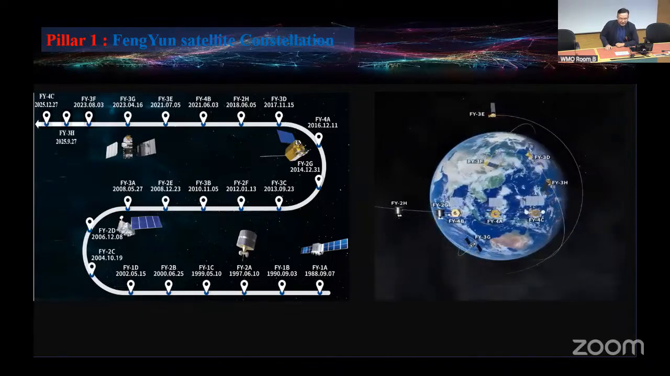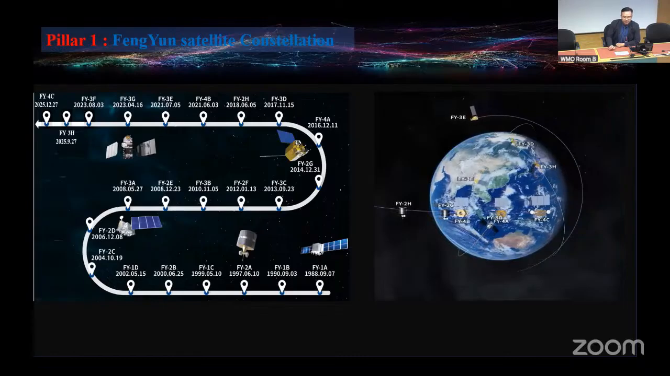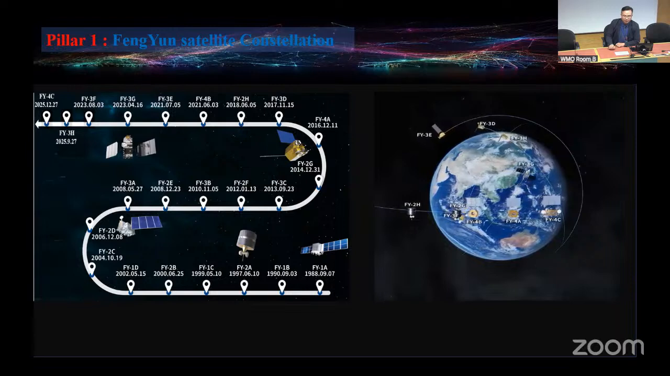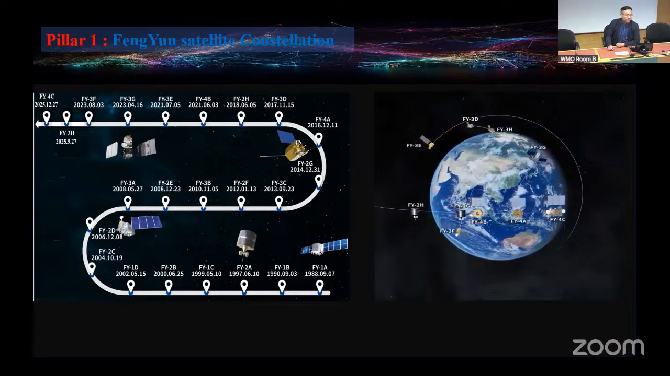From this animation, we can see there are 5 geostationary satellites and 5 polar orbit satellites. For the polar orbit satellites, to be honest, China now is the only country in the world with 4 different polar orbits, including the early morning, afternoon, and inclination satellites. So these satellites can ensure we can get global scale information 10 times every day.